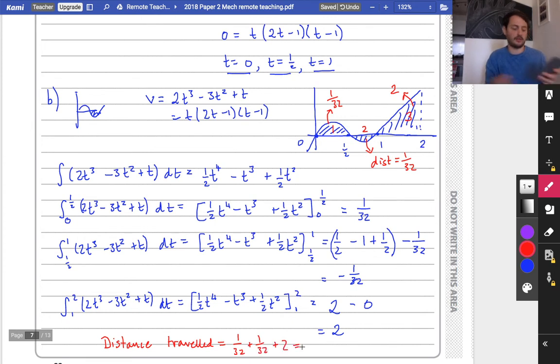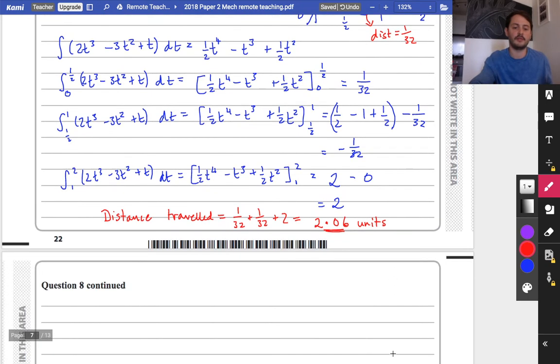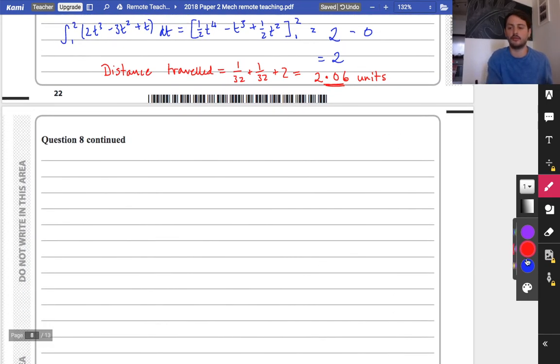And I'm going to round that to 3 significant figures. And the answer that you get to 3 significant figures is 2.06. And it doesn't say meters or anything, so I'm just going to say 2.06 units. Now there is another way that the mark scheme thinks about this, a kind of common sense way. We have just worked out that when t is equal to 0, 1/2, and 1, the velocity is 0.